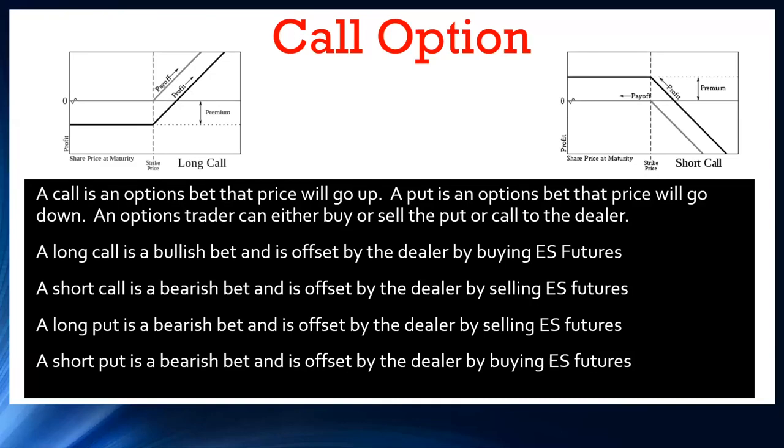So here we have what the call option is. And down here, if a long call is bought, you go and buy a long call. That's a bullish bet, and it's going to be offset by the dealer buying the US futures. Or if you sell a put, that is a bearish bet, and it is offset by the dealer buying the ES futures. And the opposite is true for a short call and a long put.